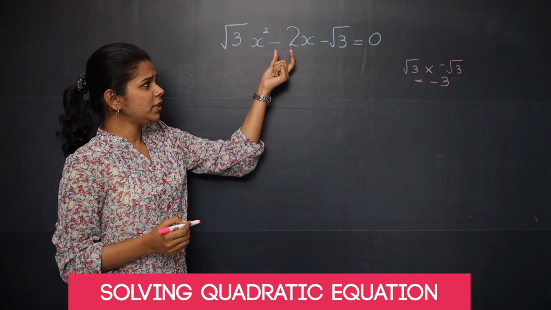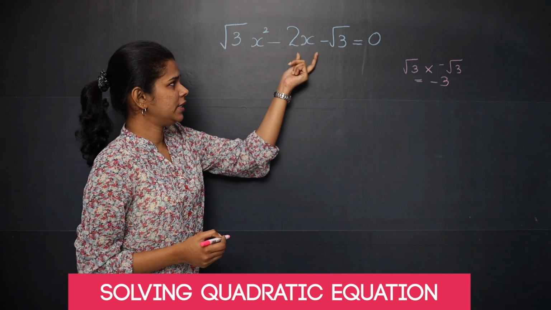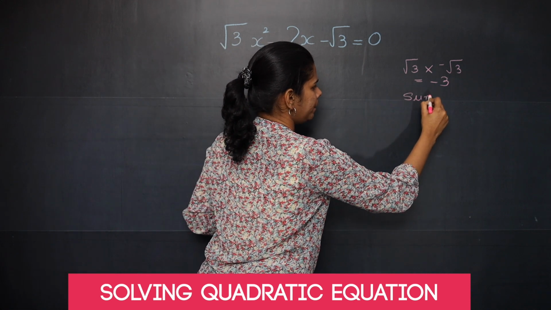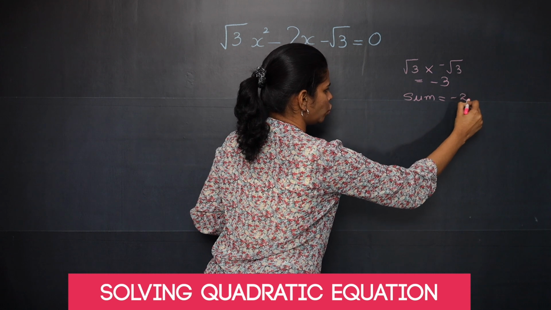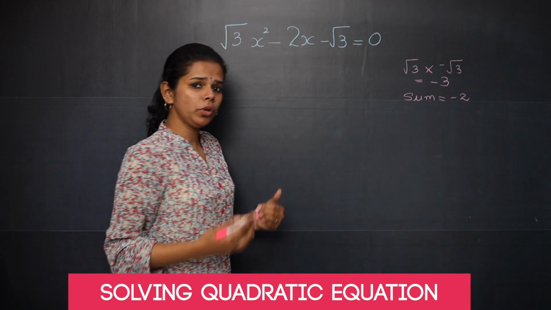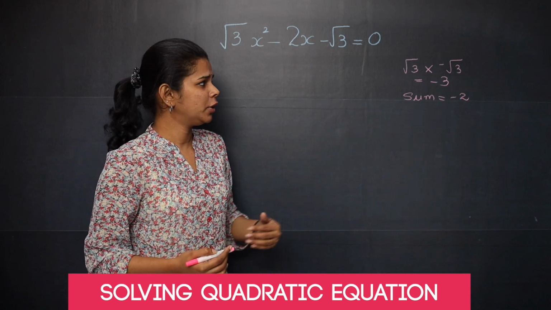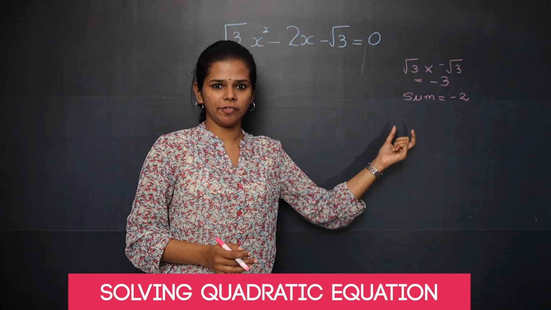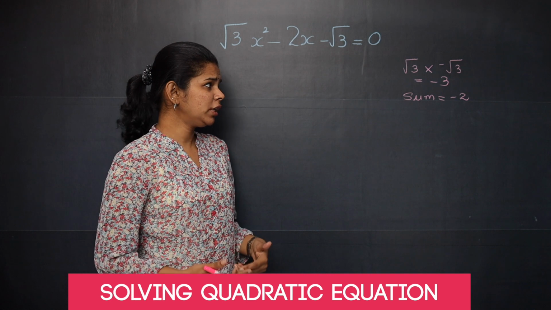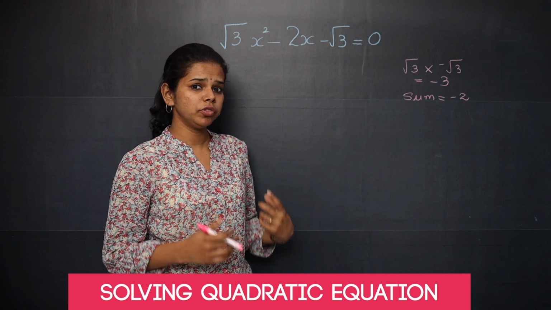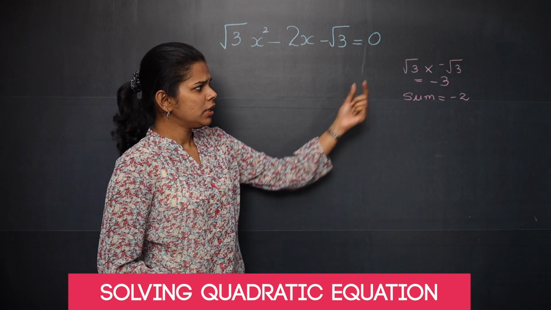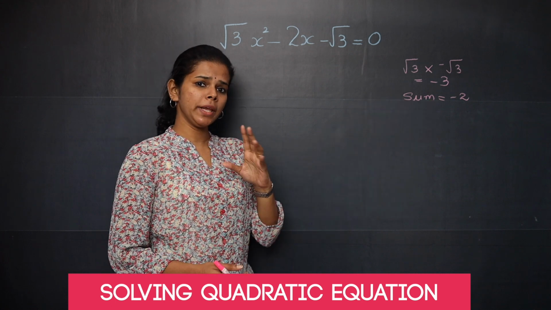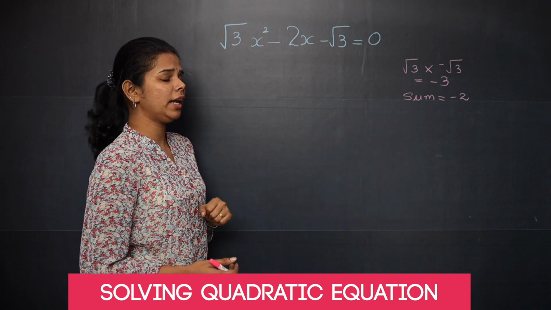Now what is the middle term here? It is negative 2x. So you need to get the sum as negative 2. So you need to find two numbers where when you multiply, you will get negative 3, and when you add, you will get negative 2. So here negative 3 can be split as negative 3 and 1, and negative 3 plus 1 will give you negative 2. So you will get the numbers as negative 3 and 1.